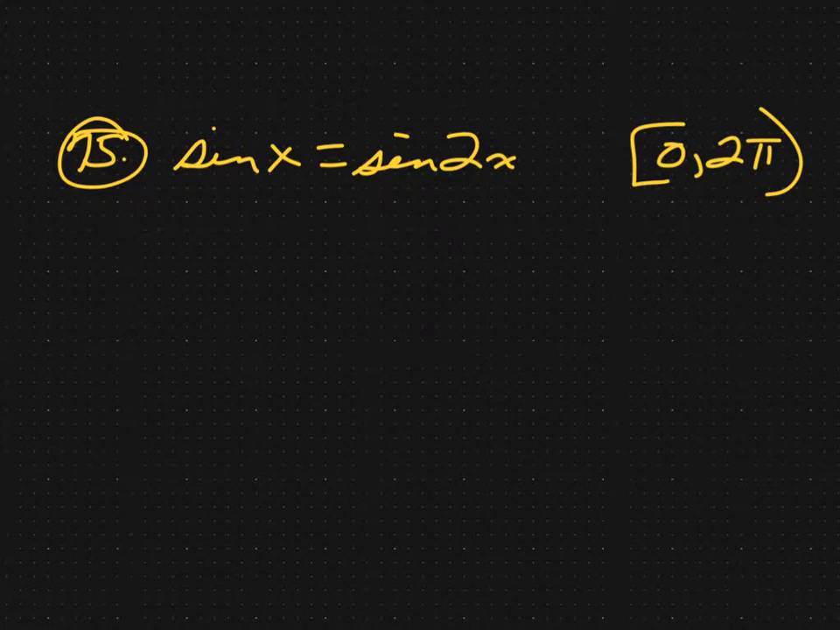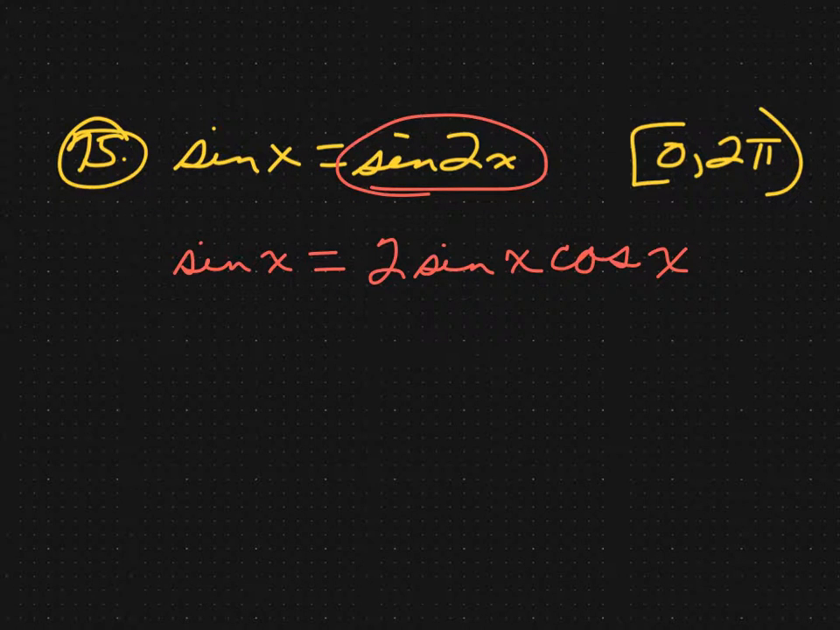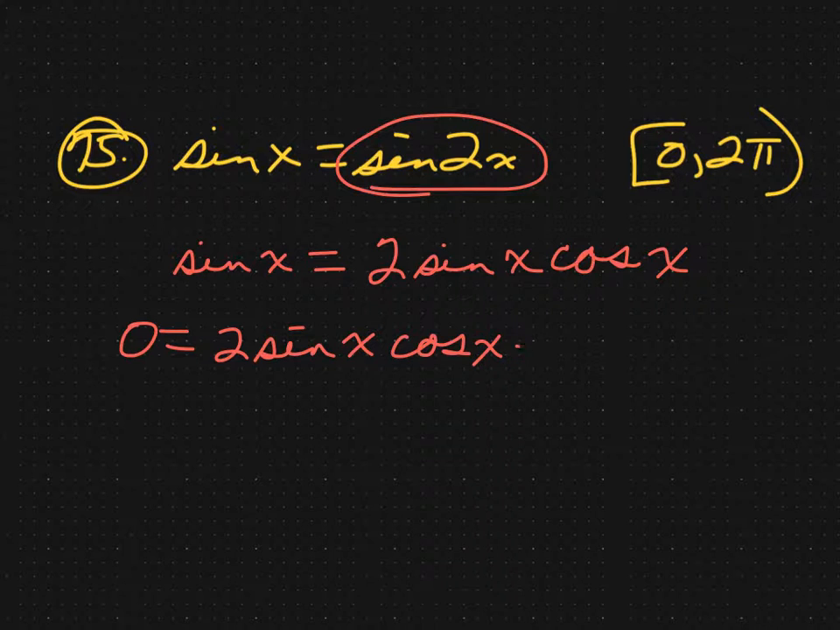75 has sine of x equal to sine of 2x on the interval from 0 to 2 pi. Okay, so I'm probably going to think in terms of replacing this double angle. I don't like double angles. So if I do that, I'd have sine of x equal to, and sine of 2x is equal to 2 sine x cosine x. Now it's got two trig ratios, so we want to set it equal to 0 and factor. So 0 would equal 2 sine x cosine x minus sine x.